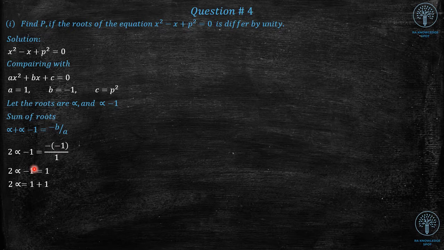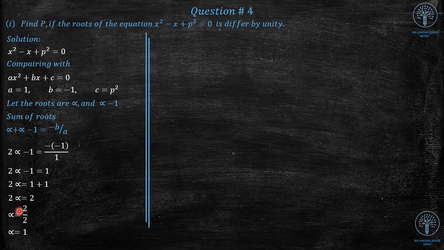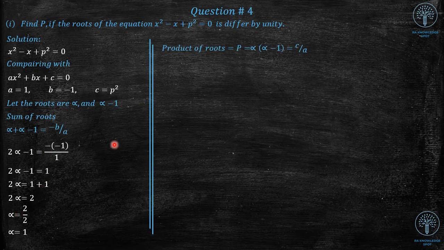You just have to shift here. You will get 2 alpha equals 2 and after that 2 by 2. Finally we get the value of alpha, that is 1. Now this is the whole sum. Now we are going to find the product of the roots, that is alpha into alpha minus 1, that is equal to c by a. The value of c is p square and the value of a is 1.